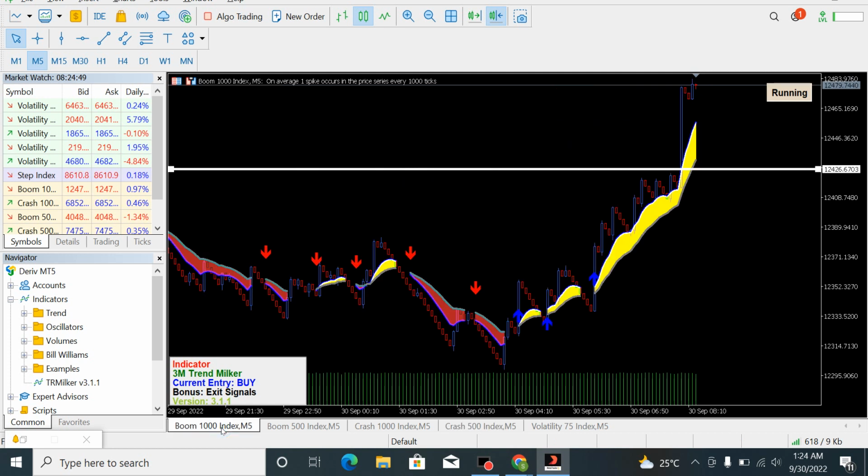The only one that is still giving us a very good signal is that of Boom 1000, but we need to wait for it to start selling before we can go into the market, because it is already at a major resistance zone. So let's wait for it to start selling. If it's unable to break this resistance zone, then you can now come in. So that is what I always tell you.